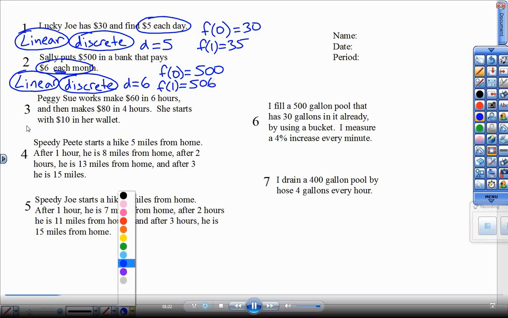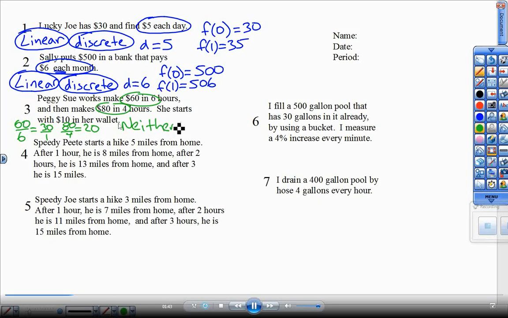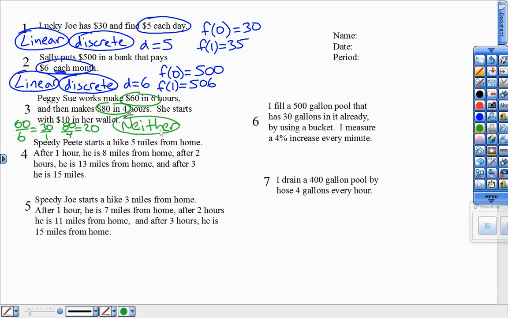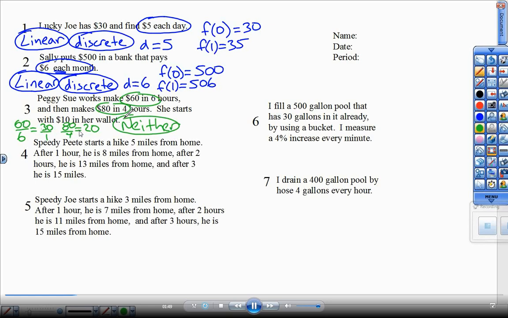All right, next one's a little tricky, but what I want you to do for this one is compare 60 divided by 6, which gives her $10, or I'm sorry, that should be $10 per hour. 80 divided by 4 gives her $20 per hour. If you could fix that on your paper and make this $10 per hour. But either way, $10 per hour, $20 per hour, since those do not match, I don't care how much she has in her wallet, this is neither linear nor exponential because of those changes. If it was both $10 or both $20, then it would be okay.